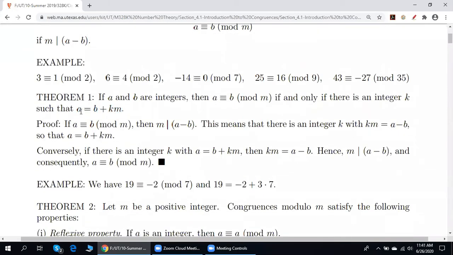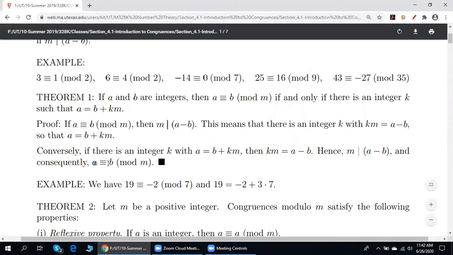Conversely, suppose this is given. It's over here. Move b to the left. Done. By definition of divisibility, this means the following. m divides a minus b, and by definition of congruence, this means a is congruent to b modulo m. We are done with Theorem 1.